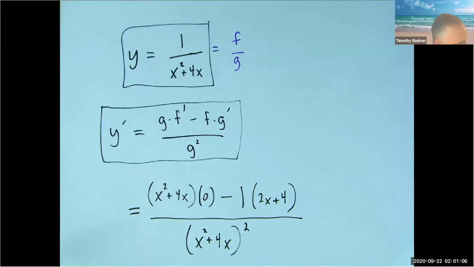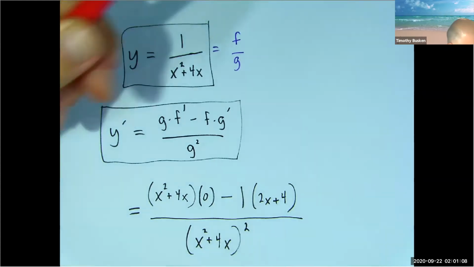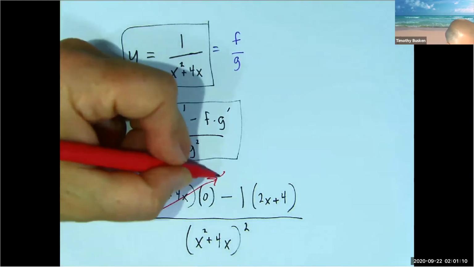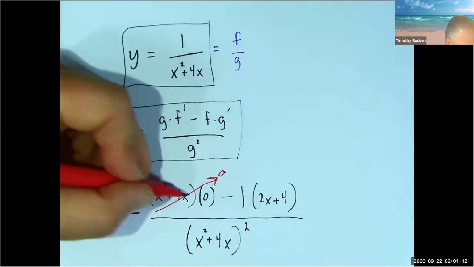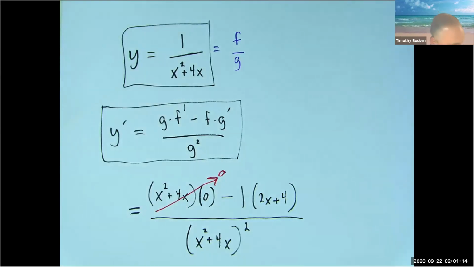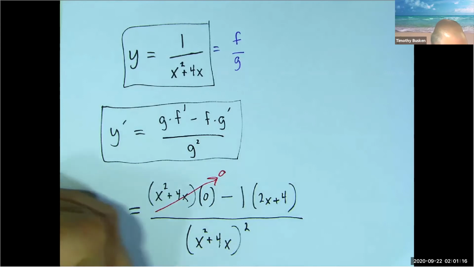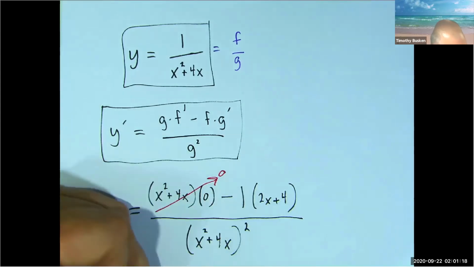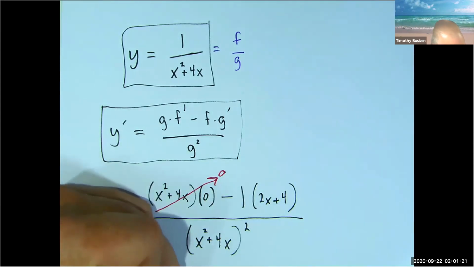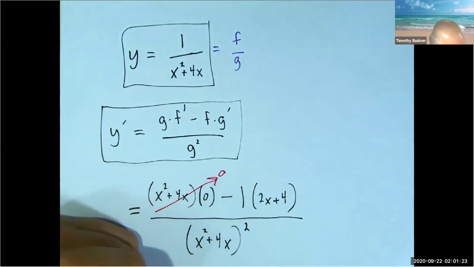And now when we clean up this numerator, well, this is going to zero out right here, right? 0 times that is just 0. So the numerator will clean up into negative 2x minus 4 over x squared plus 4x quantity squared.